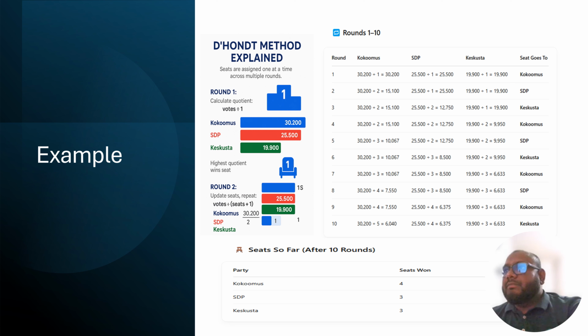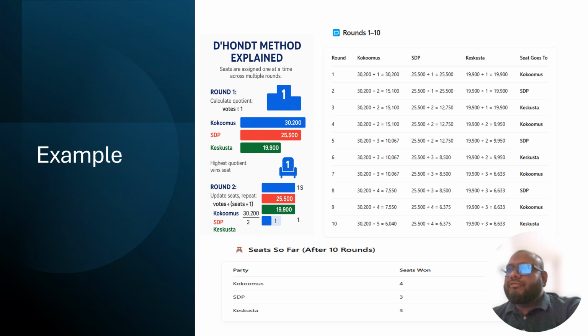SDP has only 1 seat, so SDP's total vote will be divided by 2, and there are still 12,750 votes. Keskusta has the same, 9,950. So in the fifth round, SDP wins. SDP has more votes compared to Kokomos and Keskusta. So the rounds will move on accordingly.